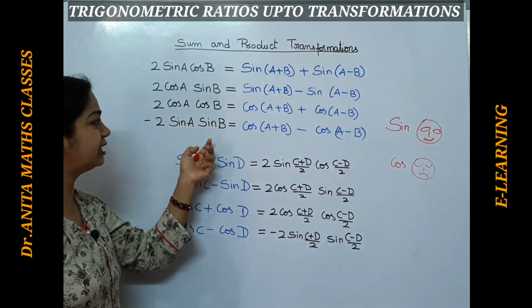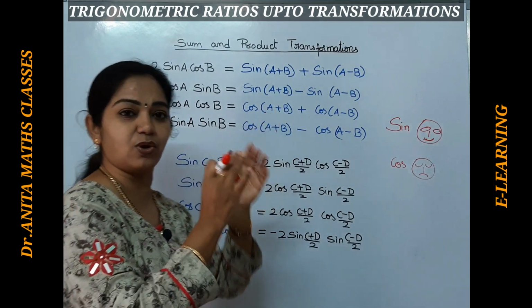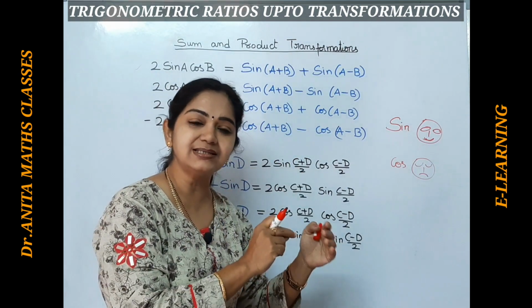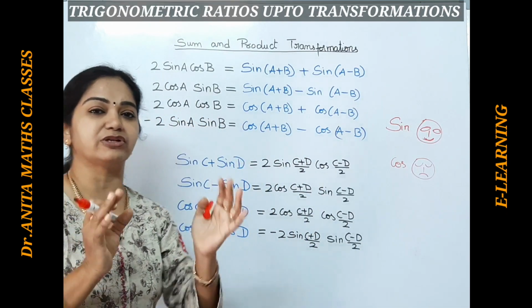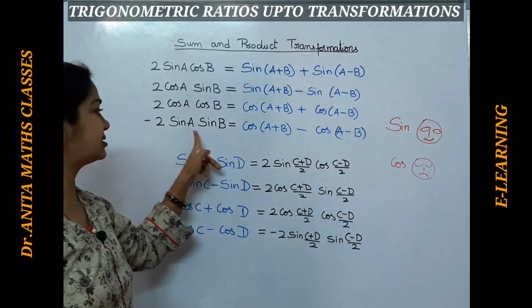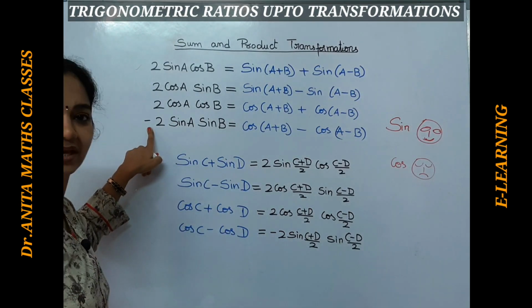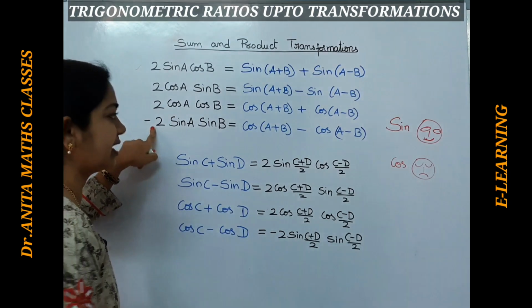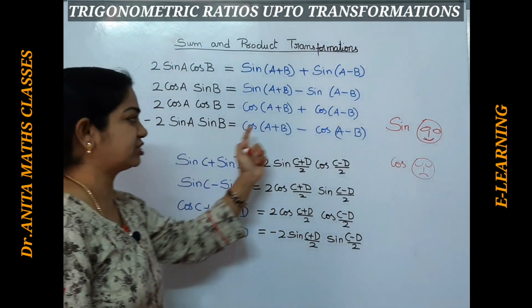Here also in these two we can find a similarity that cos A plus B is cos A cos B minus sin A sin B, isn't it? So the first part, cos A cos B, is the first one. The second part is minus sin A sin B. Here do remember that there is a negative sign. When there is a negative sign, both the cos functions are negative.